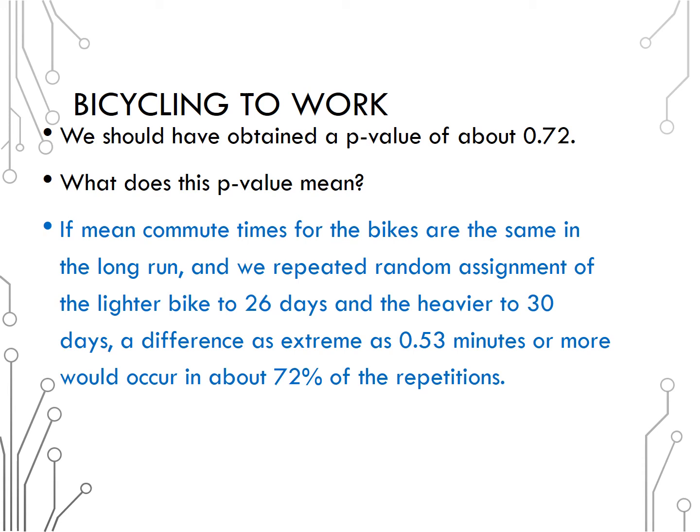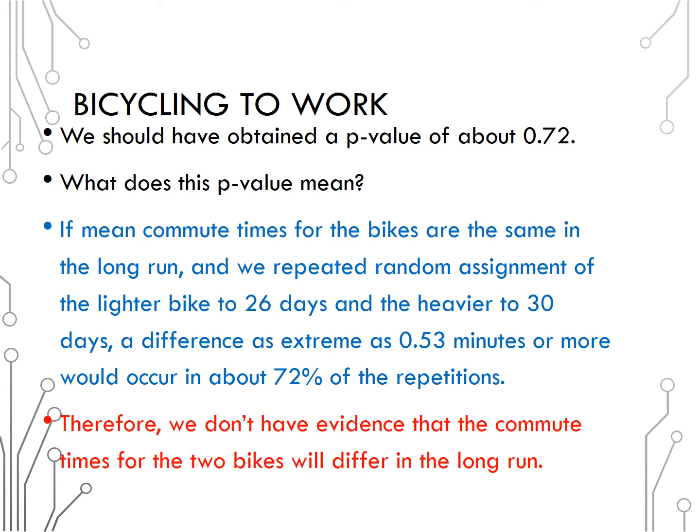Now let's think about a conclusion. We do not have evidence, because our p-value is large, that the commute times for the two bikes will differ in the long run, that the alternative is true.